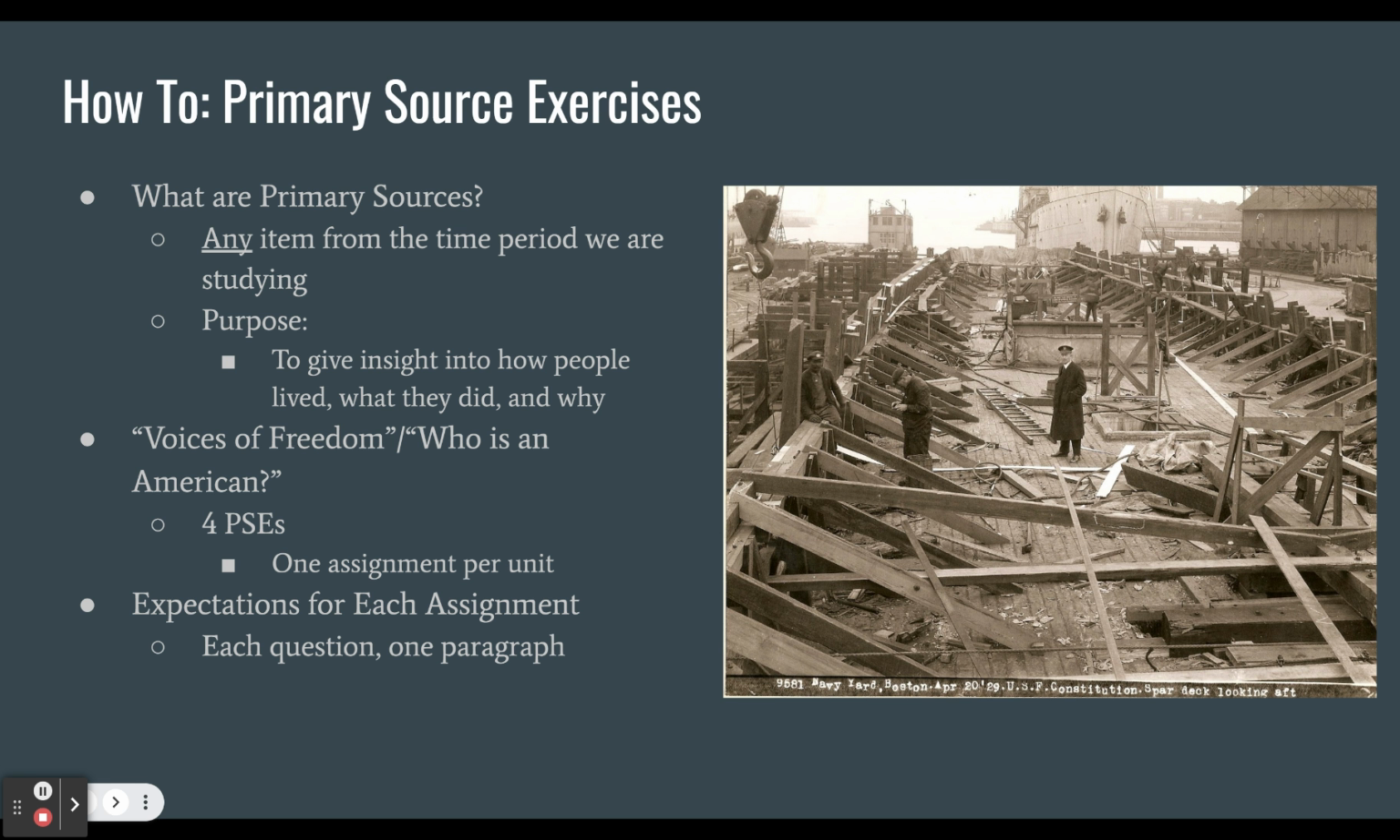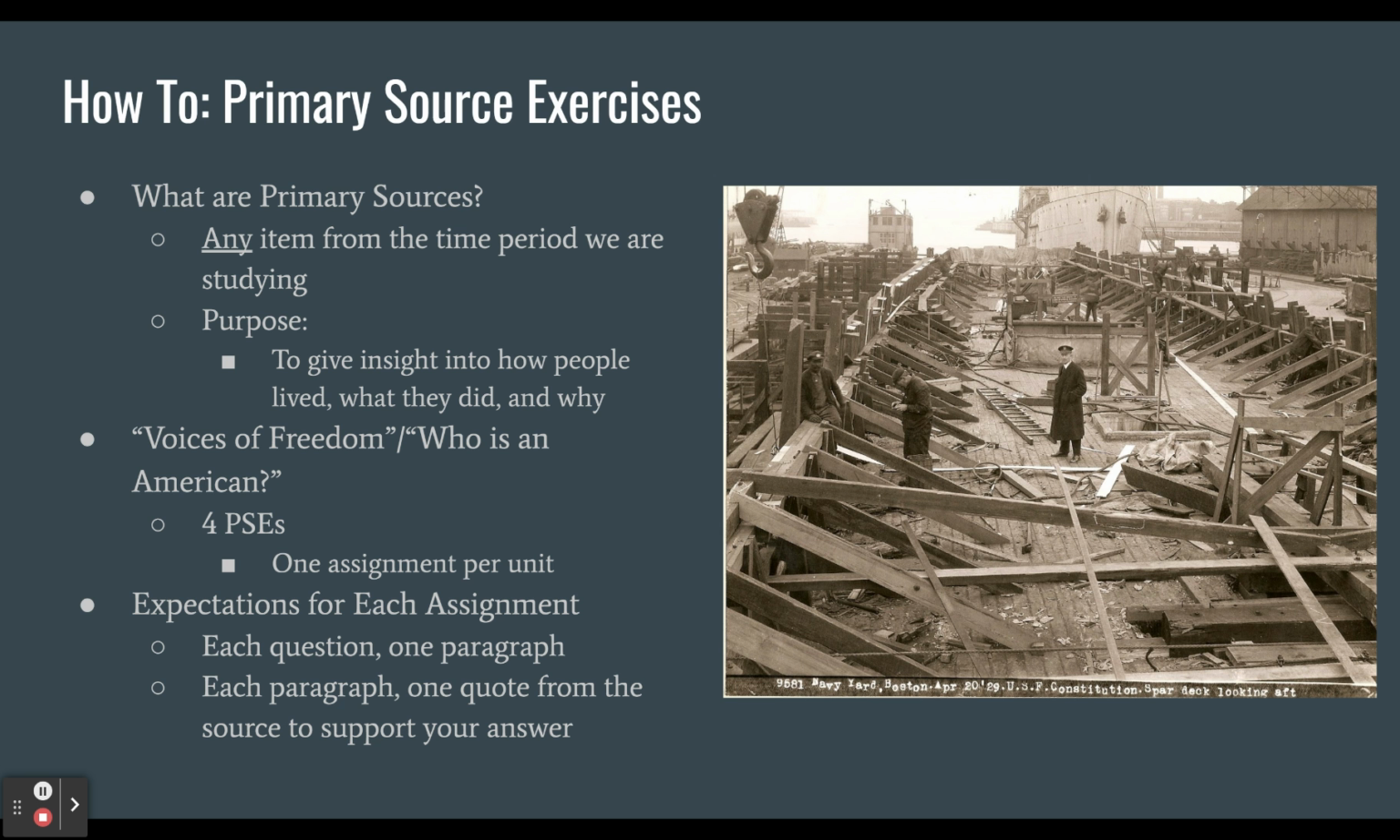Each question gets a paragraph. So we're talking about 4 or 5 sentences. Okay. So a paragraph. And in each paragraph, you will have to support your answer with a quote from the source. Because when we talk about what the source is, usually these sources are either a speech or an essay or even a pamphlet. There might even be sources that are songs or poems. But what you will do is find a quote from these sources to support your answer.